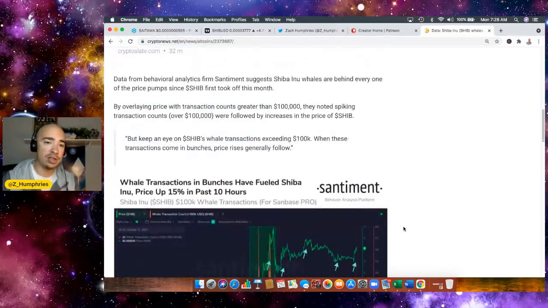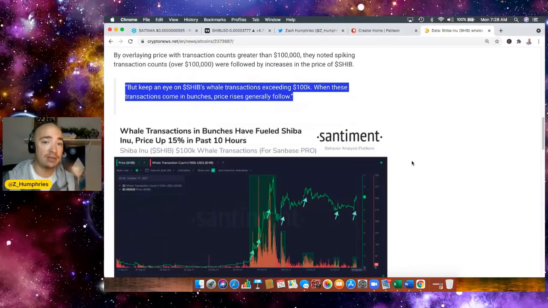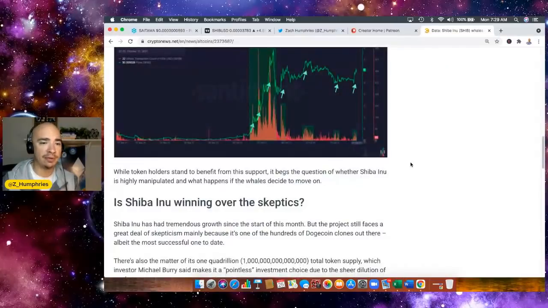But keep an eye on SHIB's whale transactions exceeding 100K. When these transactions come in bunches, price rises generally follow, because what happens is, obviously, the whales drive up the price with these big purchases, but then because there are spikes in the charts, you get a bunch of retail investors who want to ride that wave up, right? So it's kind of a FOMO effect, if you will.